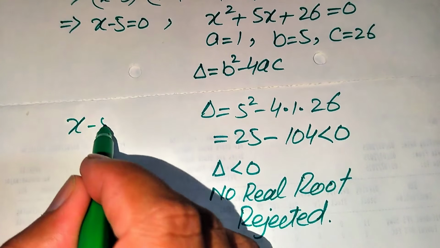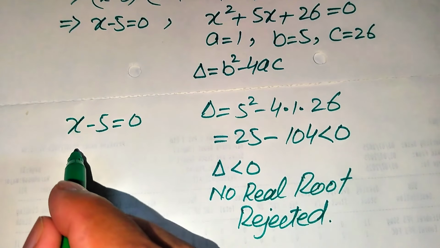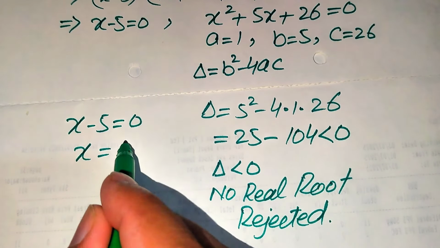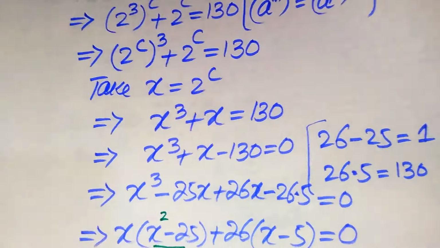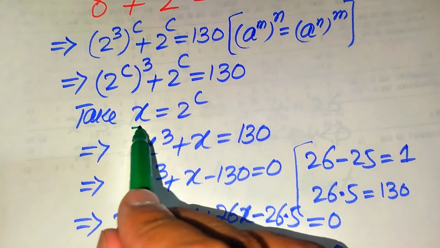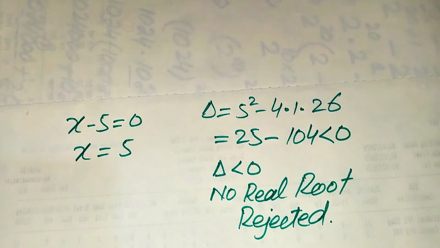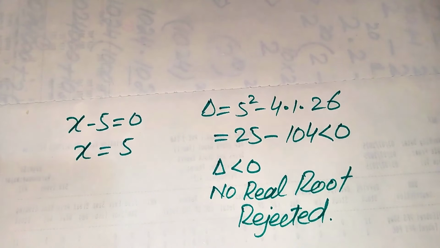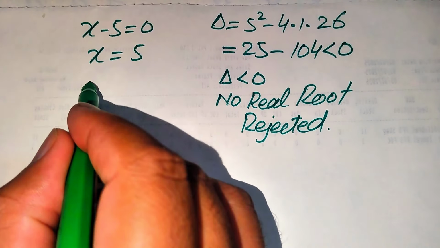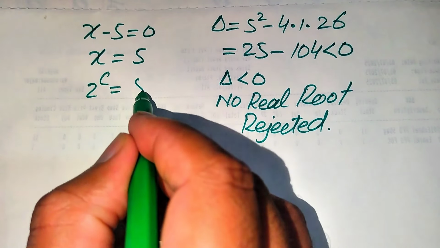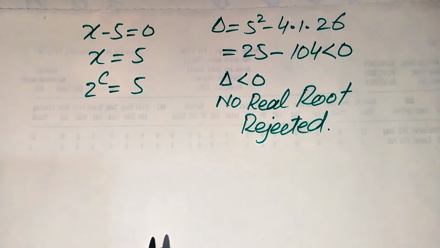In the first case we have x minus 5 equals 0. We copy down here x minus 5 equals 0, so here we get the value of x equals 5. Now if we move backward, you see here we have x equals 2 to the power of c, so we put the value of x here, and it will be written as 2 to the power of c is equal to 5. And here we solve this problem for the value of c.